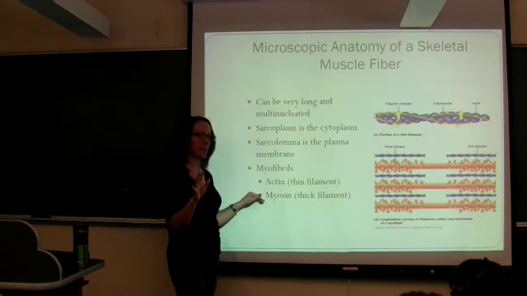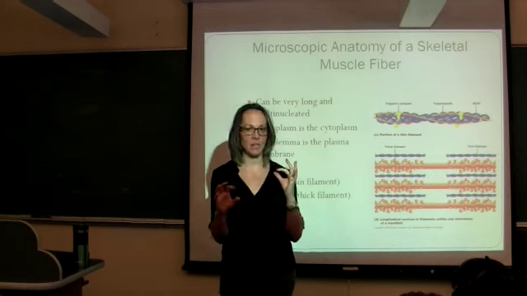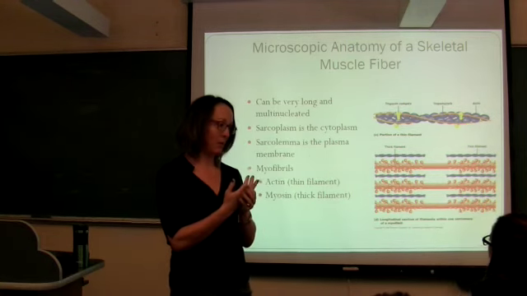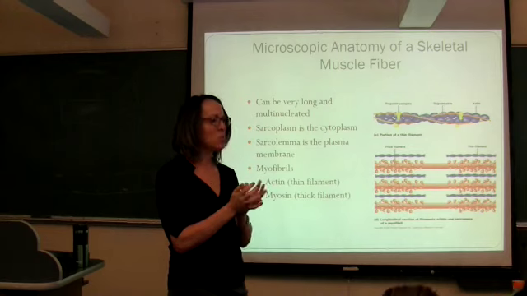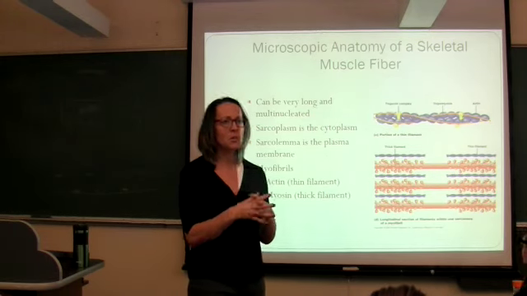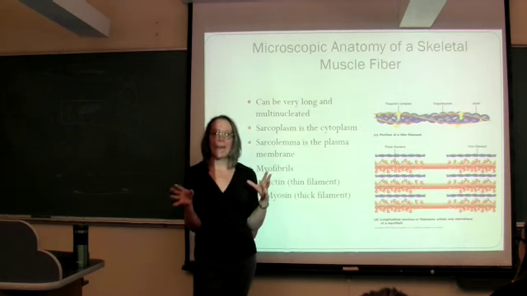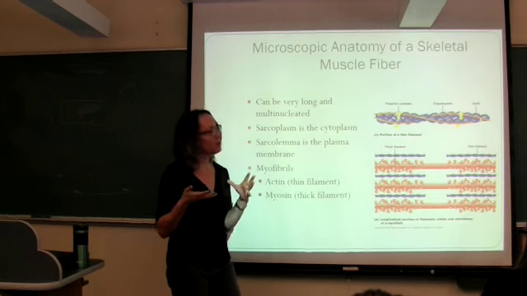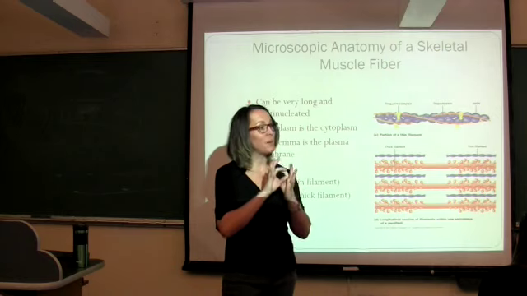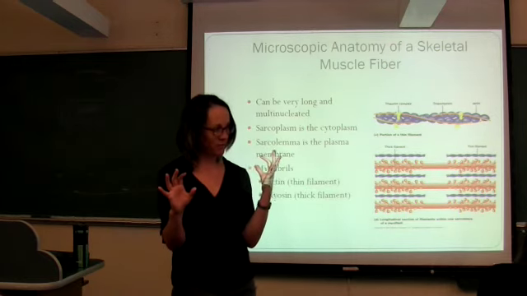Myofilaments are actin and myosin when we're talking about skeletal muscle. I primarily focus on skeletal muscle for this. Smooth and cardiac are slightly different, so we're going to use skeletal muscle as our composite to understand these parts. Actin and myosin are tiny little filaments, or myofilaments, that we find within the muscle cell itself.